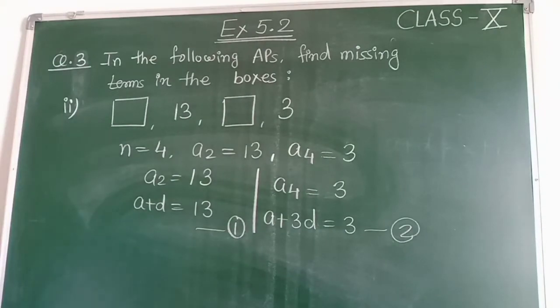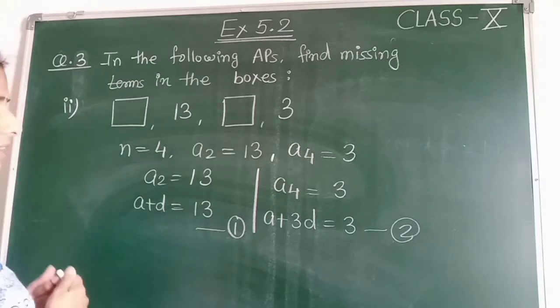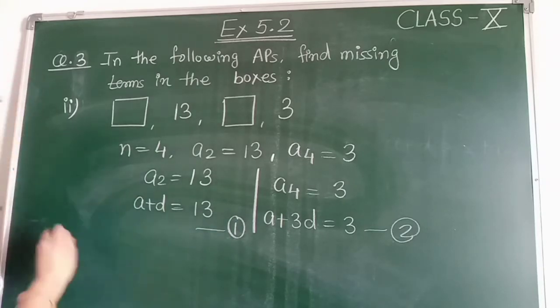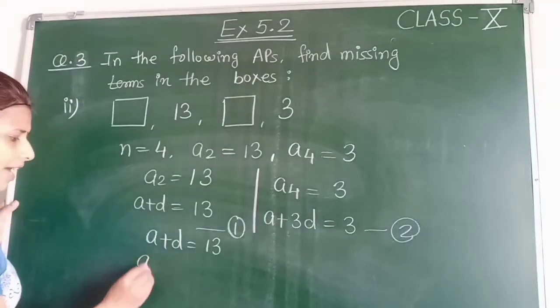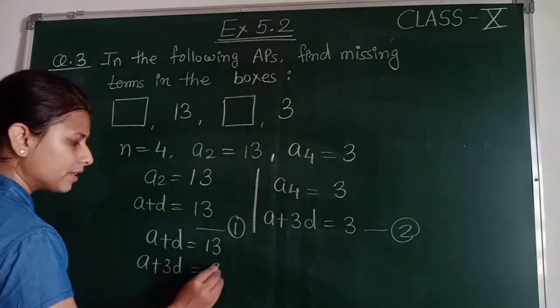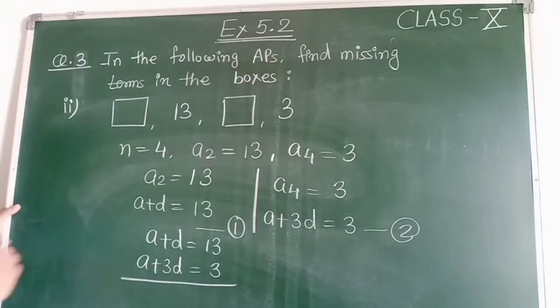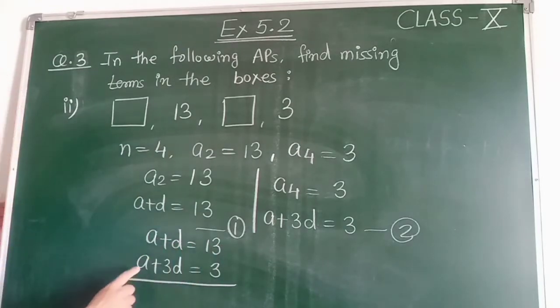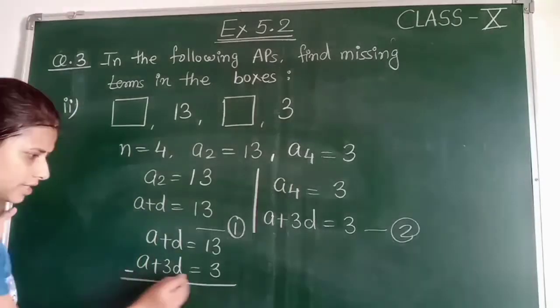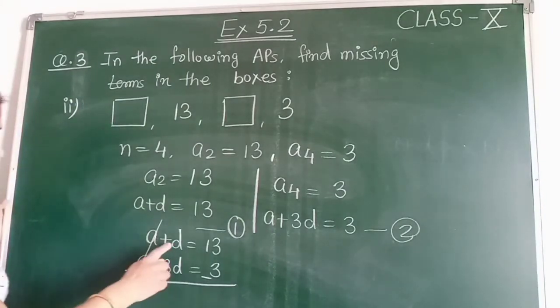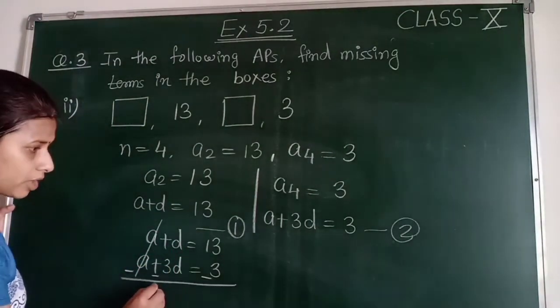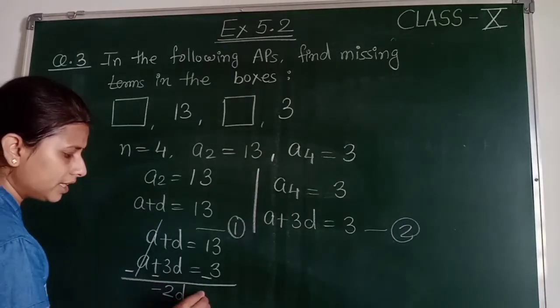Now we will solve these two equations by any method. We can use the elimination method here, which we learned in chapter 3. So we will apply the elimination method for finding the values of A and D. First equation is A plus D equal to 13. Second equation is A plus 3D equal to 3. Obviously, we will subtract these two equations. So the sign will change. This plus A cancels with this minus A. Then plus D minus 3D. What will we get? We will get minus 2D equals 13 minus 3.